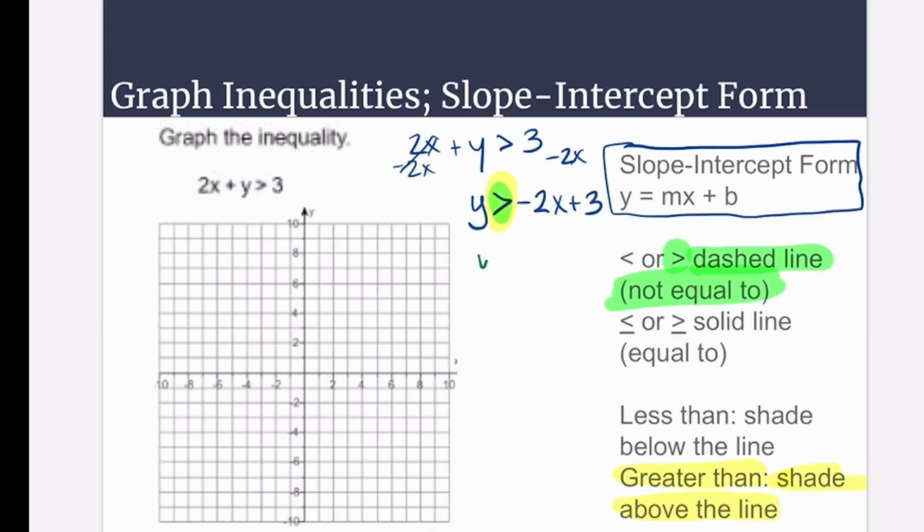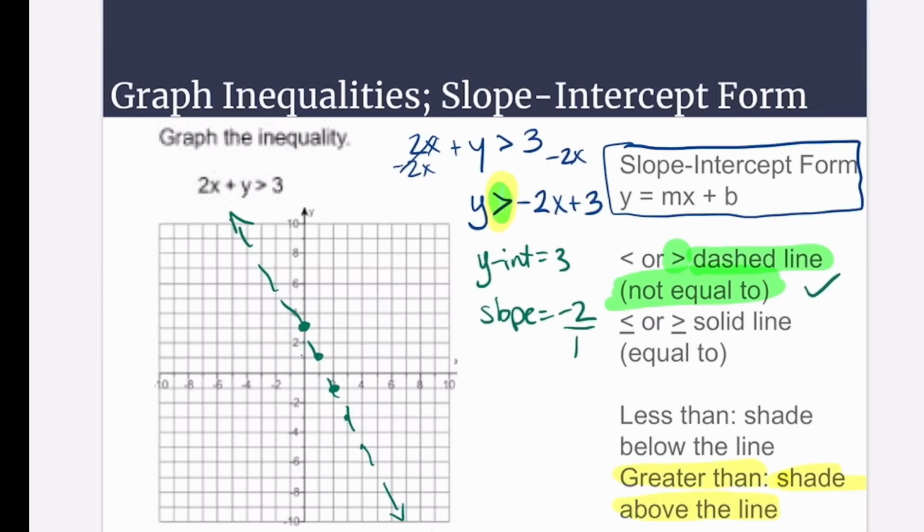So the way we graph this, the y-intercept is at 3, and the slope is negative 2. So we start at 3. The slope is negative 2 over 1, so we're going to go down 2 over 1, down 2 over 1. We have a dashed line, so we're going to connect these. I'm sorry, this is probably not going to be straight, but you get the point. So there's our line. We have a dashed line.